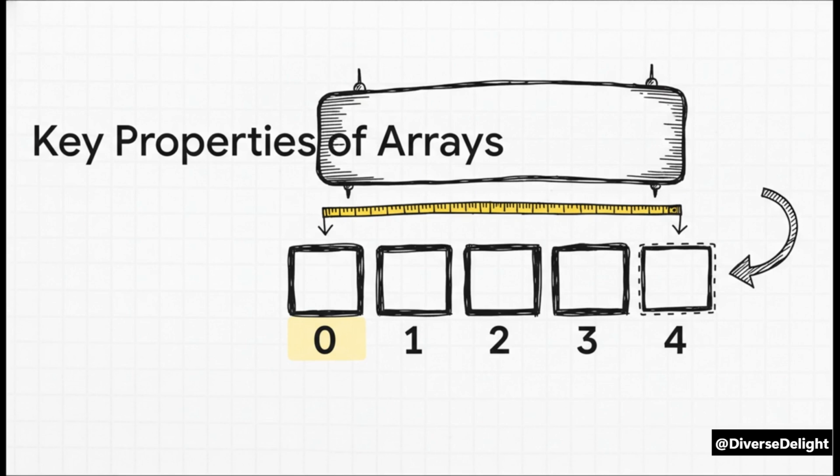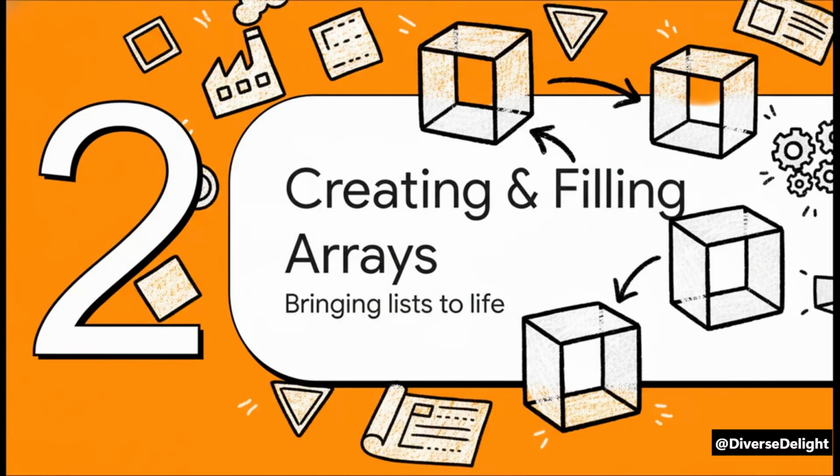What's really cool about JavaScript arrays is that they're dynamic, which just means you can add more stuff to them later on. And hey, if you ever need to know how many things are in your array, you just ask for its .length. Simple as that. Okay, so the theory is down. Now let's get practical. How do we actually make one of these things and start bringing our list to life?